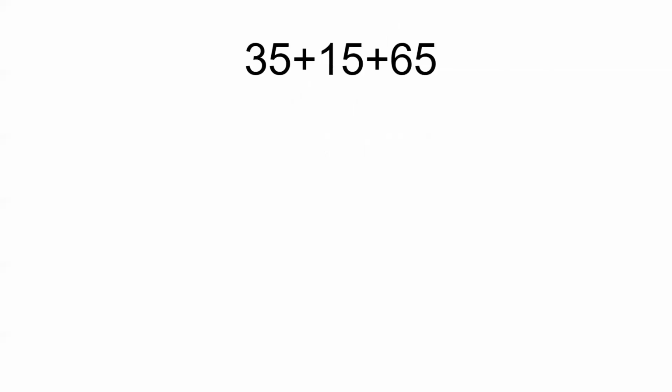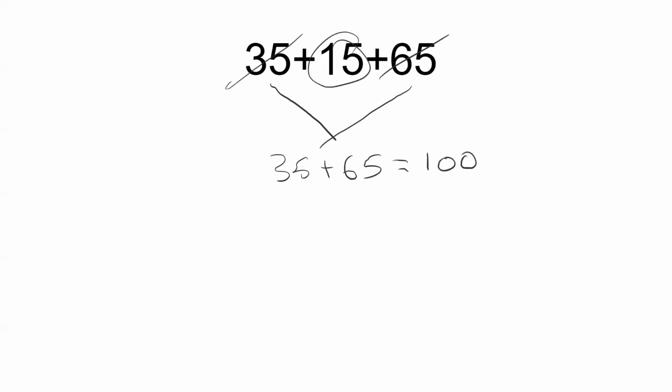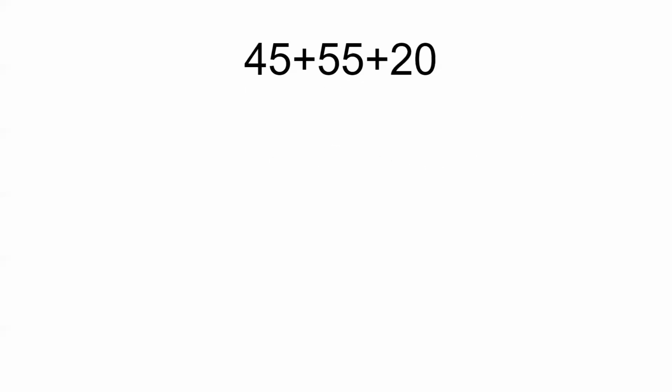For our next problem, we have 35 plus 15 plus 65. To do this problem, we're going to use finding 100s, or multiples of 100. I can see 35 plus 65 is equal to 100, so I can cross them out. I'm left with just a 15, so I add it to what I got, which was 100, and I get 115.